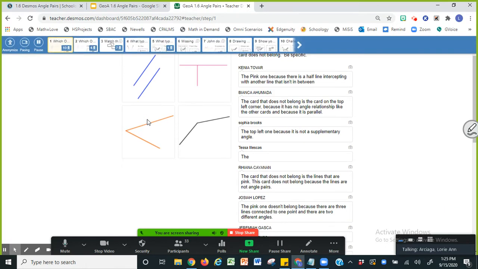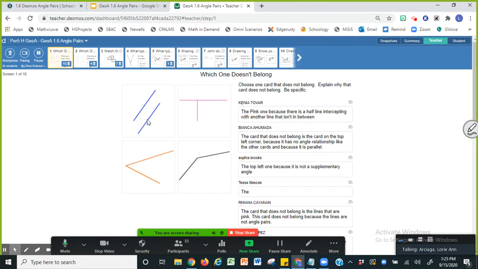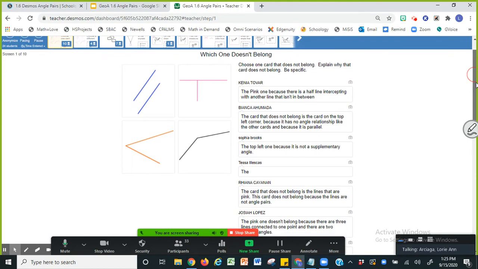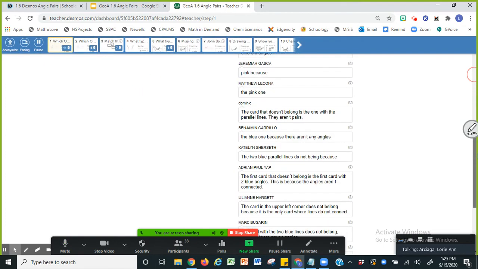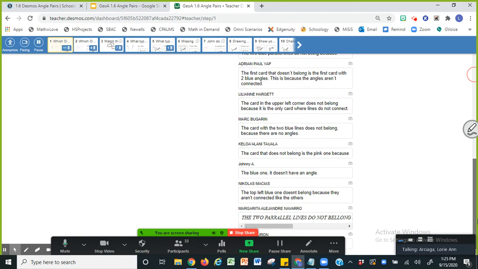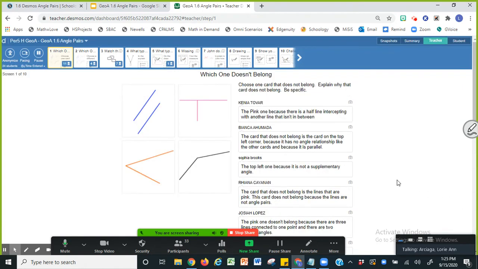All right. So in screen 1, choose one card that does not belong, and then explain why the card does not belong to the group. So the first 2 slides are just quick warm-ups. You may relate it to the lesson, you may not. That's okay. So just pick one. And explain why you think it doesn't belong to the group.